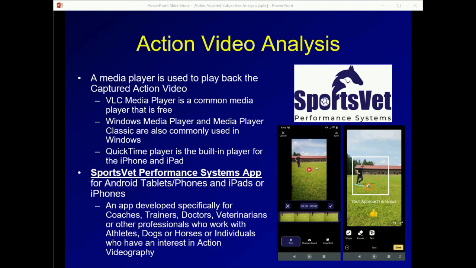There are many media players that can be used for playback. Some common players are VLC Media Player, and that is free. Windows Media Player and Media Player Classic are also commonly used in Windows. QuickTime Player is the built-in player for the iPhone and iPad. The SportsVet Performance Systems app for Android tablets, phones, and iPads or iPhones is another option. It is an app developed specifically for coaches, trainers, doctors, veterinarians, or other professionals who work with athletes, dogs or horses, or individuals who have an interest in action videography.